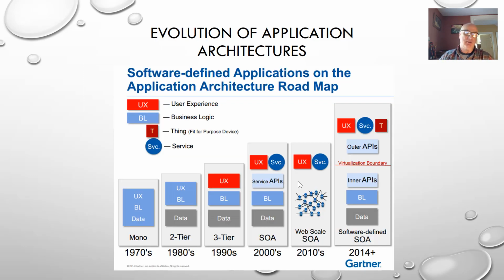Now, where does all this come from? Well, it comes from an evolutionary path that is still evolving. This one ends at 2014, and it doesn't have serverless on it. It should have serverless. But it starts out with monolithic architectures in the 1970s. Those were great days for system administrators because you only had one set of processors to support, and everybody just had green screens that didn't do any processing.